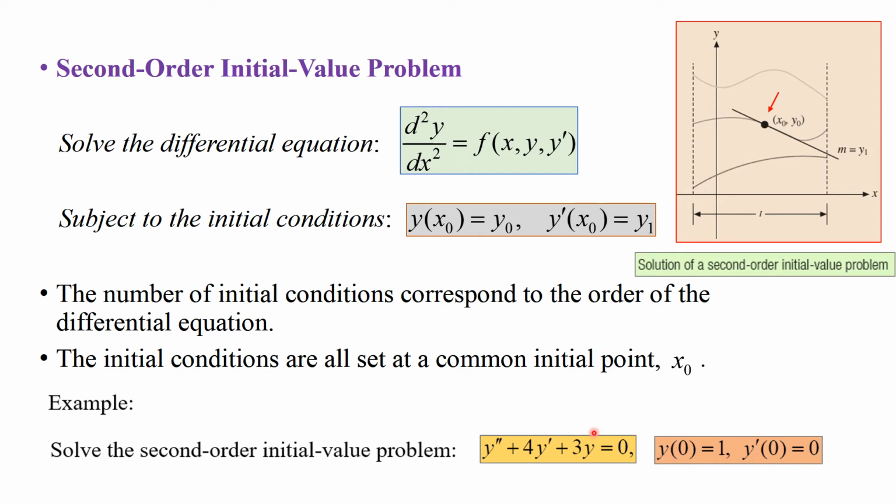This means that after we have solved this second order differential equation, the solution must be a curve that passes through the point with coordinate (0, 1), and the slope at the point when x equals 0 must be equal to 0.